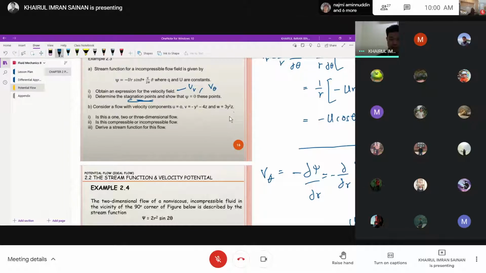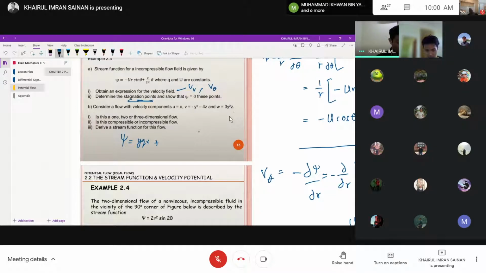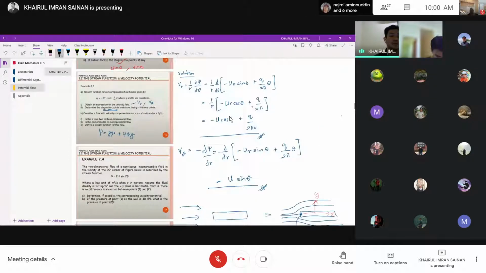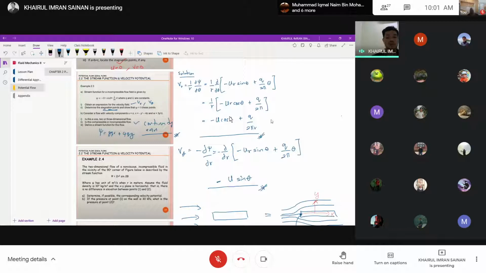Psi, number 3. So psi equals U Q x plus, is it 4? I even cannot understand my handwriting. 4, good. Yeah, you try that. 4 Q y. So that is psi. This one you can determine. This is a 1, 2, 3 dimension. For whether this one is compressible or incompressible, you need to use the continuity equation. Check using the continuity equation.